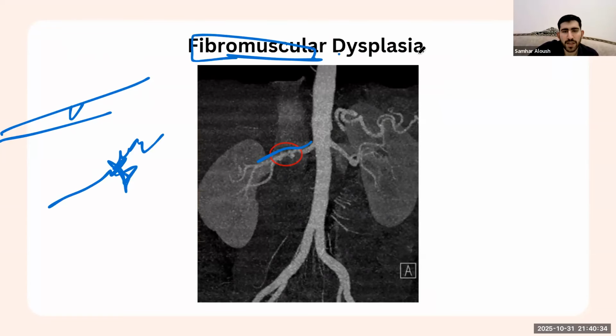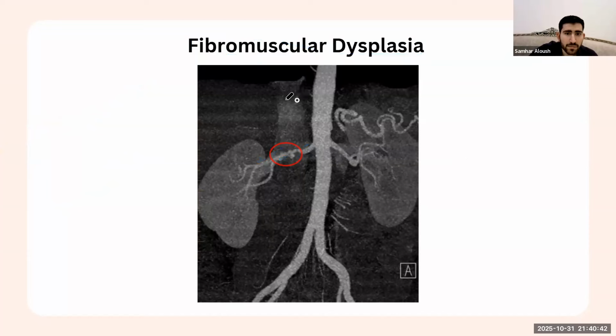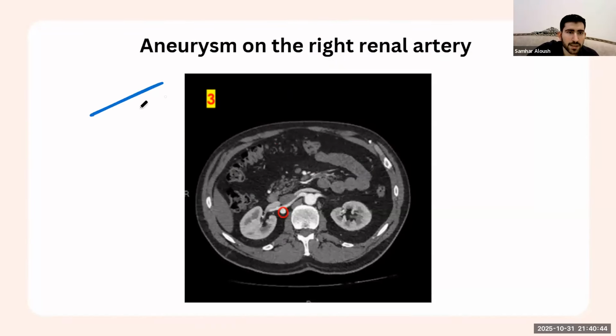That's fibromuscular dysplasia. It's a dysplastic renal artery. It's very weird and irregular. So just to choose fibromuscular dysplasia, this came. Here we have the renal artery and it suddenly has this. What's this? Aneurysm. So this is an aneurysm of the right renal artery.